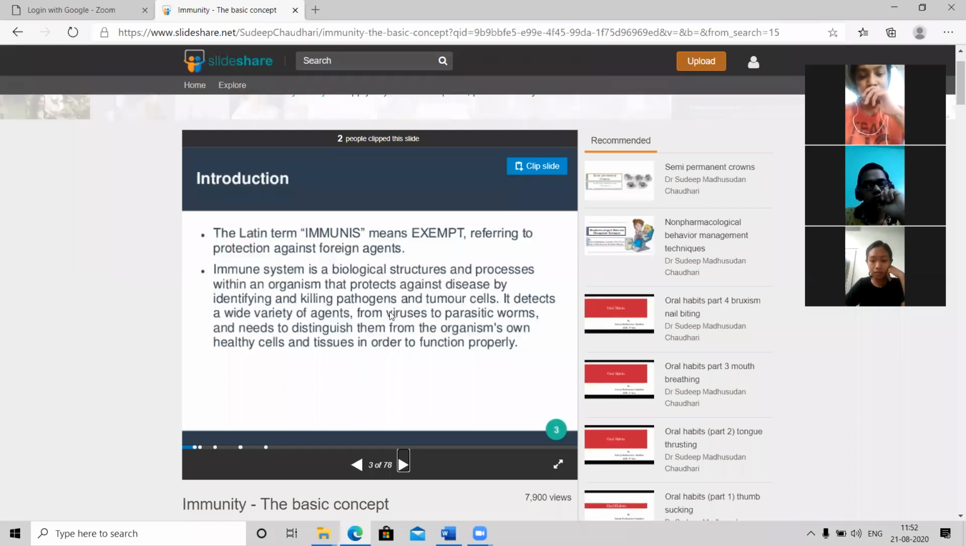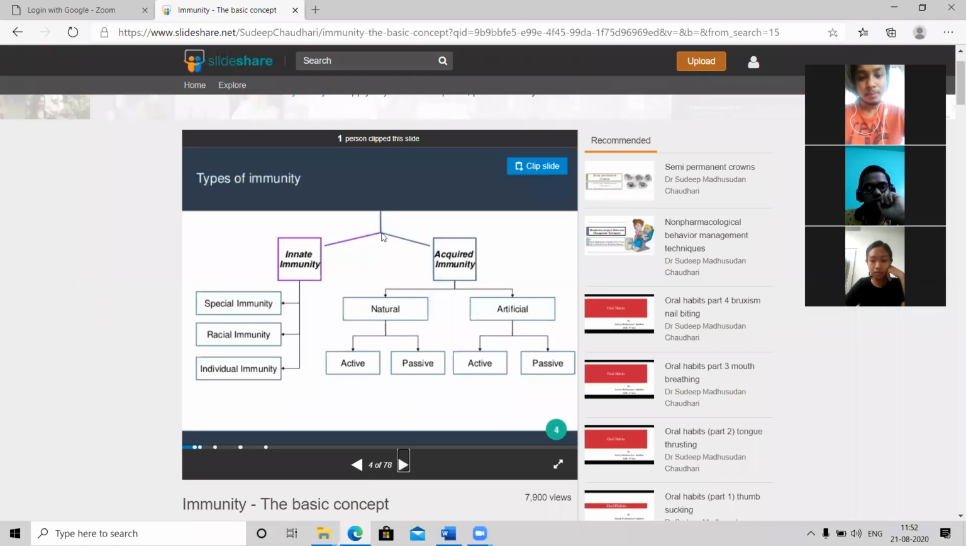Is the definition clear to you? Yes, ma'am. Then we will see what the different types of immunity are. There are basically two different types of immunity. One is the innate immunity, the other one is known as the acquired immunity.